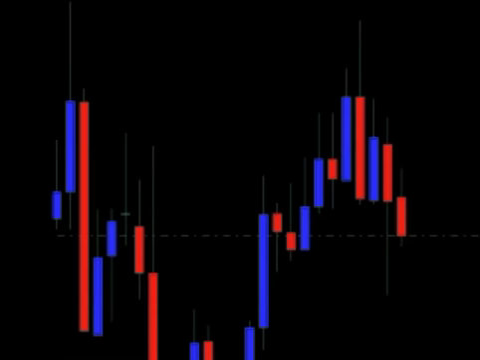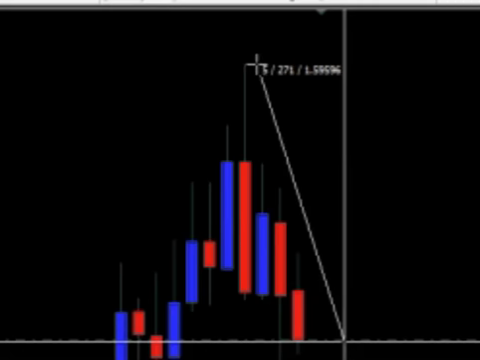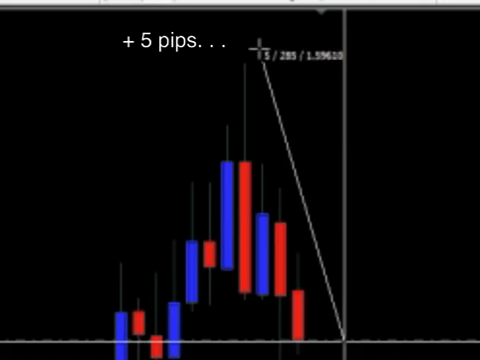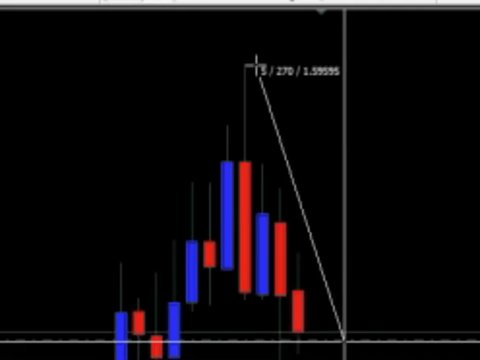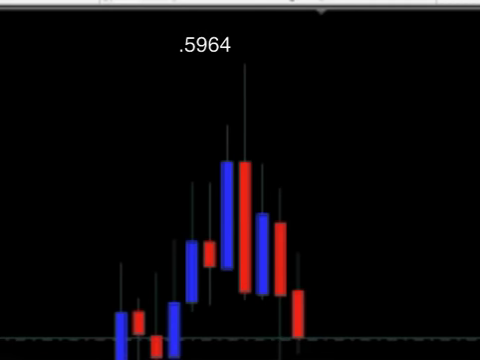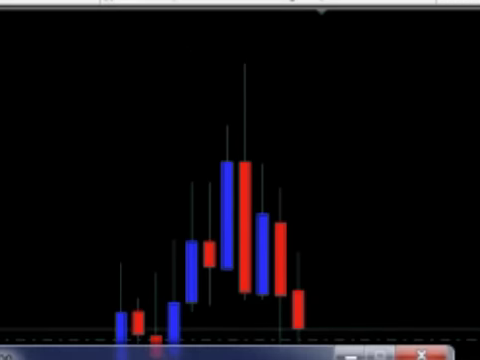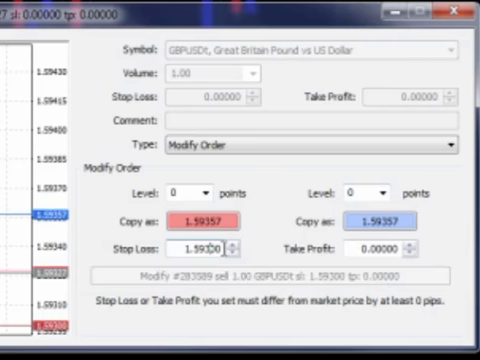I like to do a 1-to-1 ratio, sometimes 2-to-1. So we're going to look at the swing high here, plus 5 pips. Okay, so we got 27 to the top, so 32. And that brings us to 59.64. So we'll put our stop in here right away. 59.64.